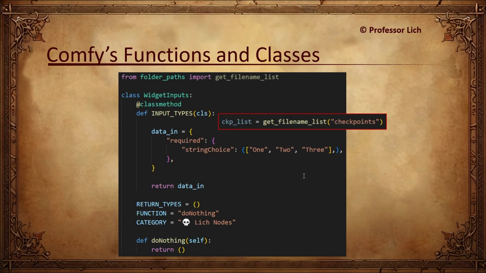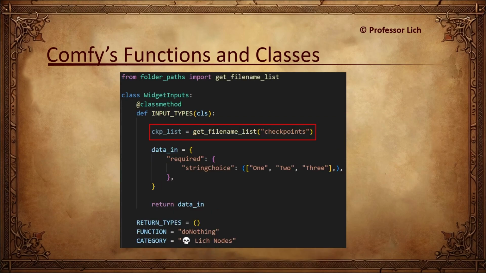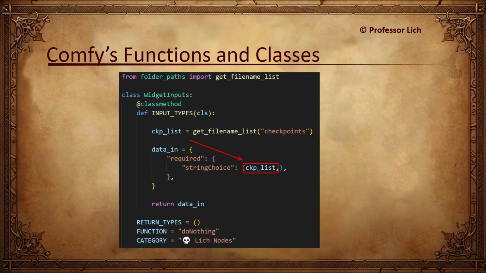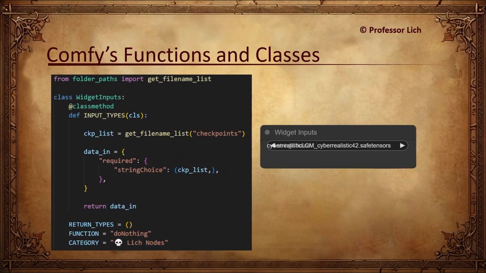Function itself does exactly what the name says it does. It returns the list of file names. If you provide it with argument checkpoints, you will get the list of checkpoints. We then assign the list to a variable, ckp list, and replace the earlier list of strings with this new variable. You run the code, refresh your browser, load your node, and huzzah, we made it work. I can choose the checkpoints using arrows, but I can also click on it to pick from the list.